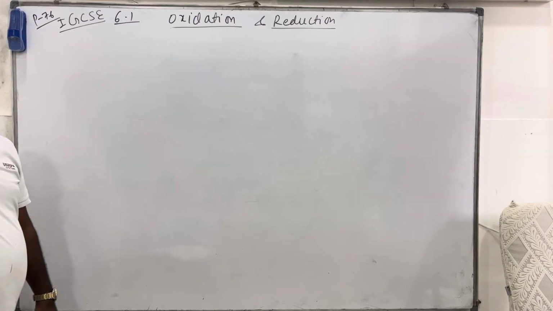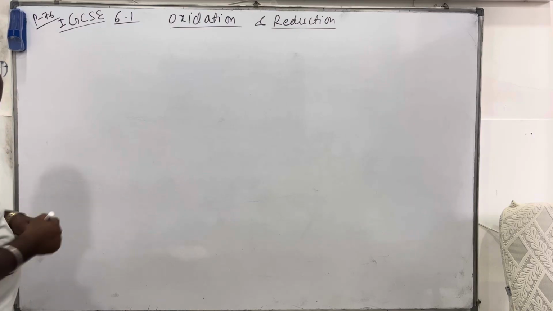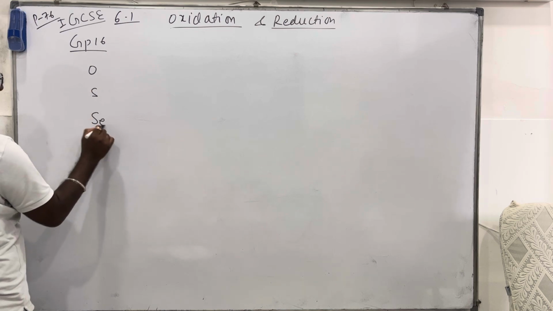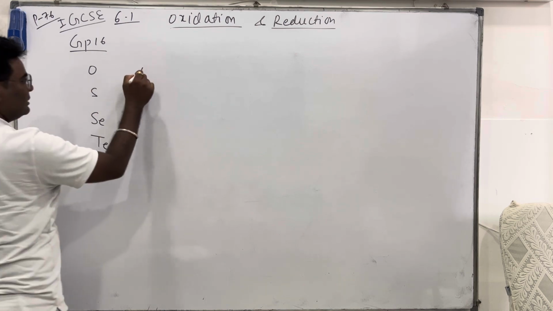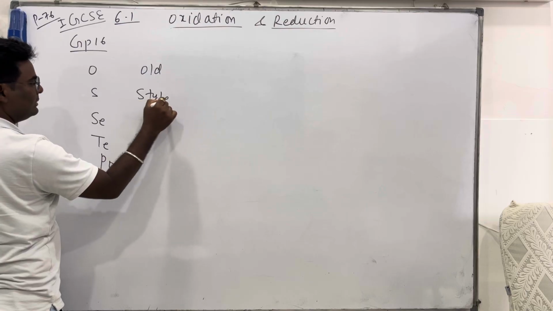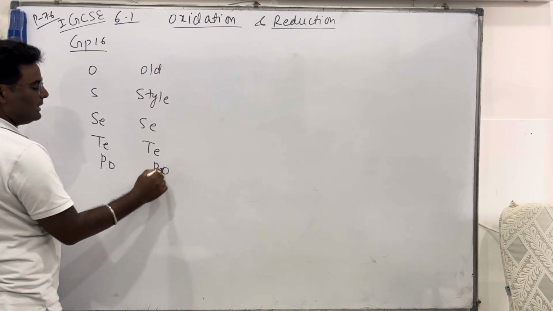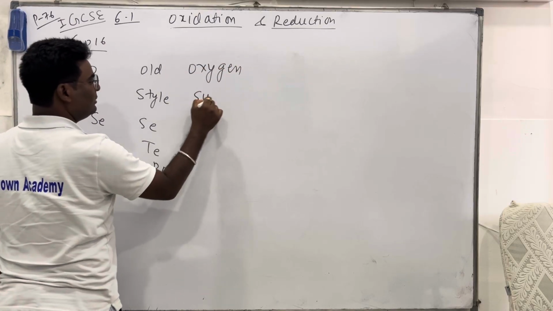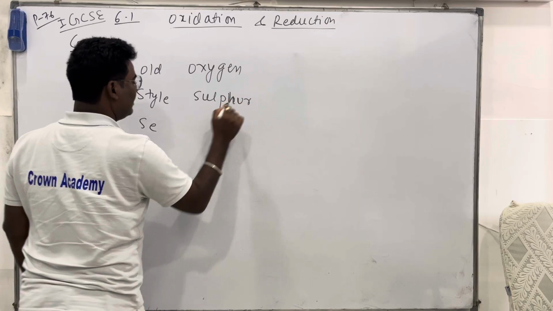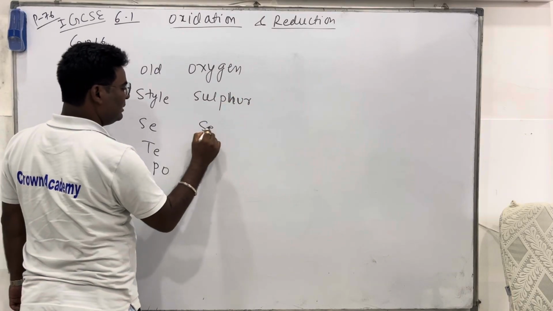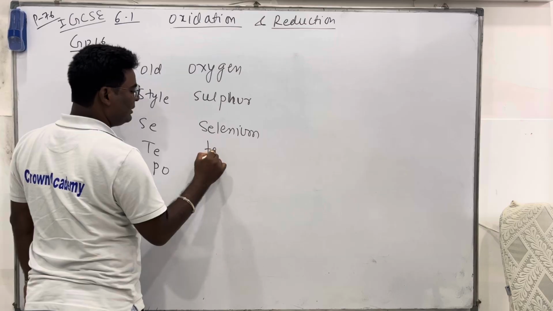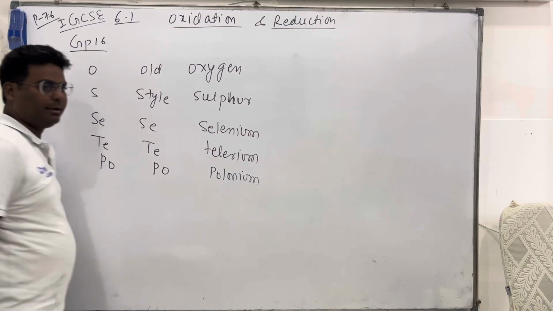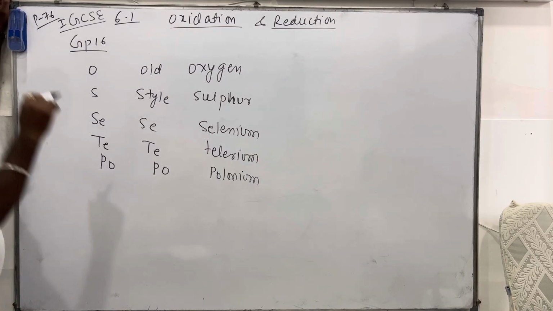So now we'll see about the group 16. So it starts from oxygen, sulfur, selenium, tellurium, polonium. Old style, meaning copy in the old way. O for oxygen, S for sulfur, Se for selenium, Te for tellurium, Po for polonium. Right?